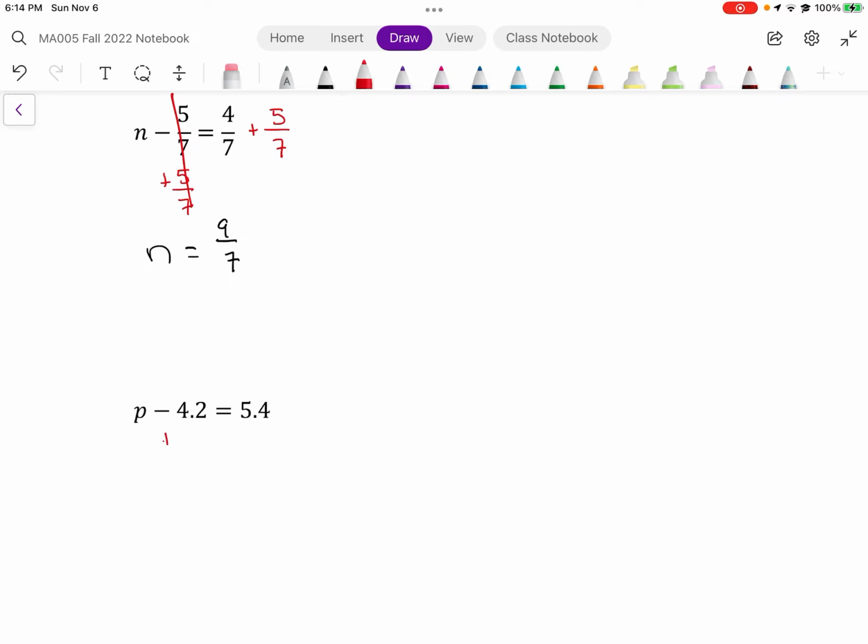I'm going to add 4.2 to both sides. They're going to subtract out right there, or cancel, however you want to think of it. And I get P equals 5.4 plus 4.2, which is 9.6. So again, if you're going to check, and I forgot to check the last one, but you can do that if you'd like, we get 9.6 minus 4.2 equals 5.4. Use your calculator, make sure, and yes, it does check.